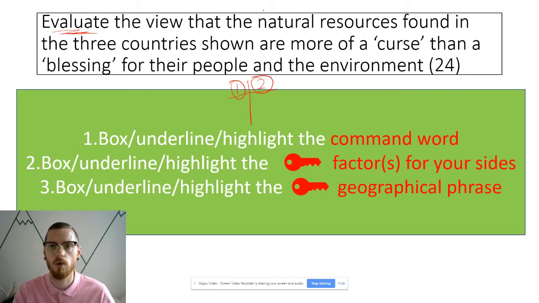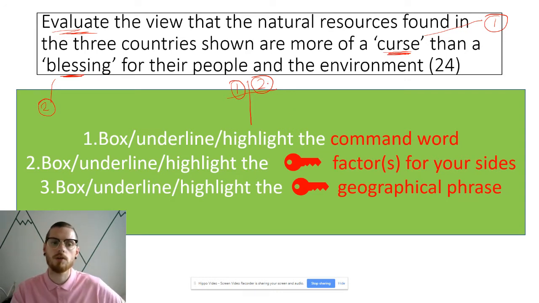So if I go through the question, this question is nice. It gives me the sides. It's saying that the natural resources are more of a curse than a blessing. So I'm going to use these factors. That is going to be one side of my argument, that the resources are a curse on the three countries. And the second side is going to be that the resources are a blessing.